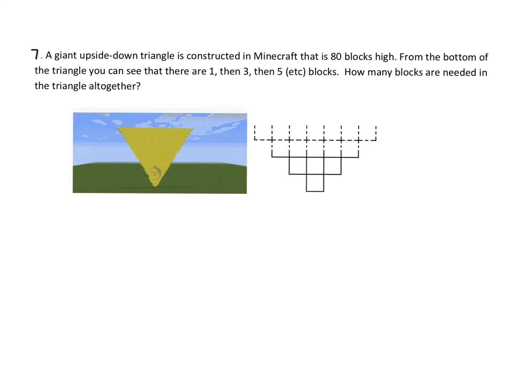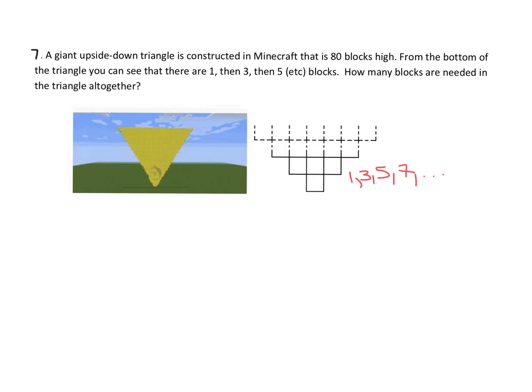So here we have a giant upside-down triangle being constructed. On the bottom of the triangle, there's one block followed by 3, then 5, and so on. So like we have 1, 3, 5, 7. It keeps on going until you get to the 80th row. There's going to be quite a few blocks in the 80th row. We want to know how many blocks are needed in the triangle altogether. Go ahead, pause the video, give it a try, see if you can figure it out.